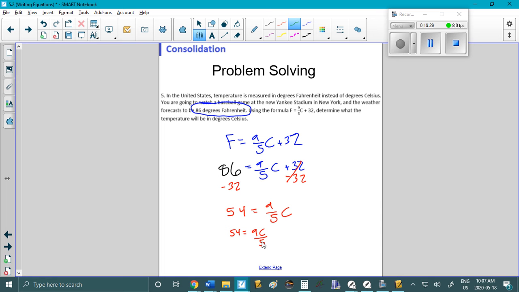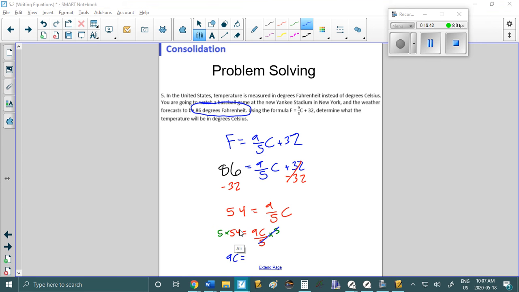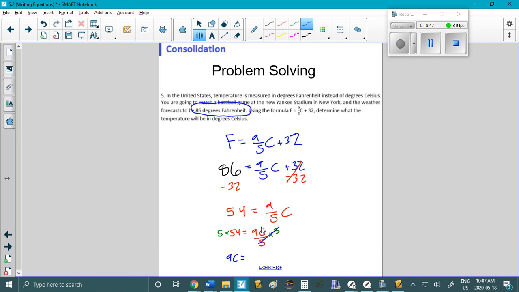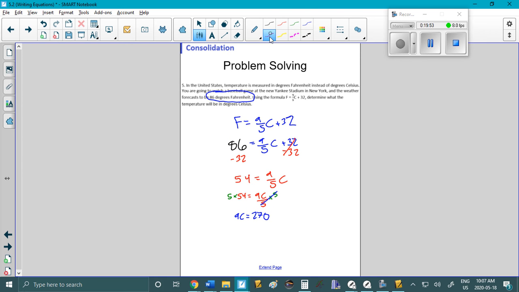So if we're going to get rid of this 5, which I want to do, it's dividing, so we multiply on both sides, as always. This cancels out, and we get 9C equals 54 times 5 is 270. Now notice I could have written 270 equals 9C, but it's the same thing. I divide by 9, and I get C equals 30 degrees Celsius. So if you ever hear someone say it's 86 Fahrenheit outside, you'll know that that's 30 degrees Celsius.